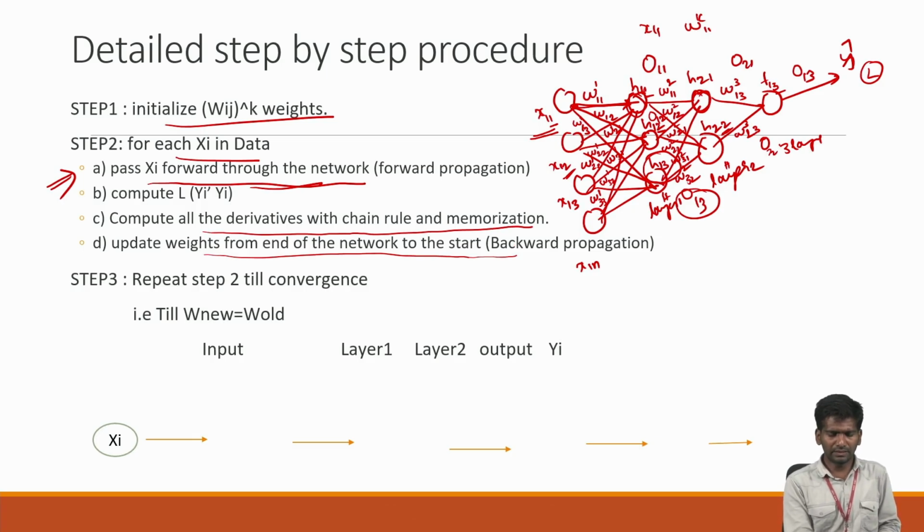Next, step 3: we'll repeat step 2 until W new equals W old, that means there will be less loss. Yeah, this is the actual one.